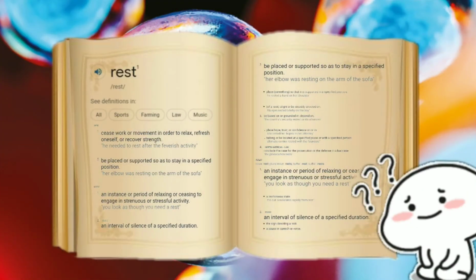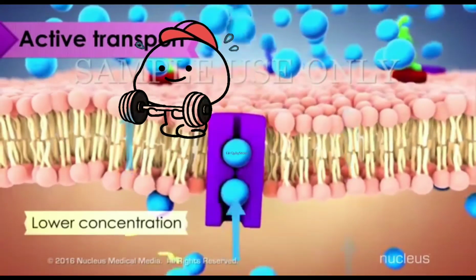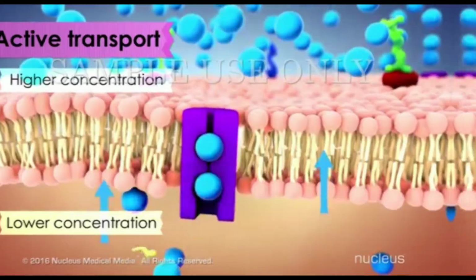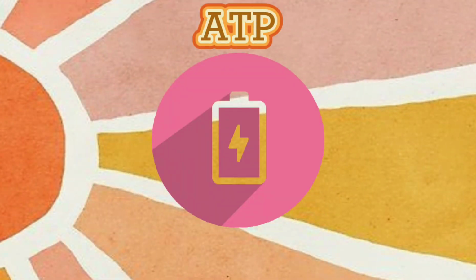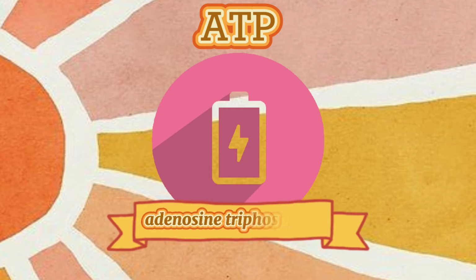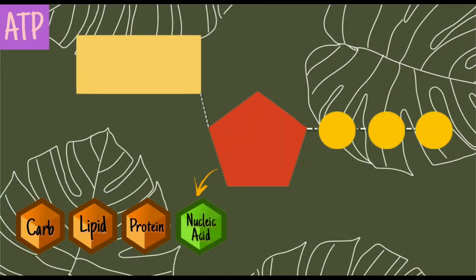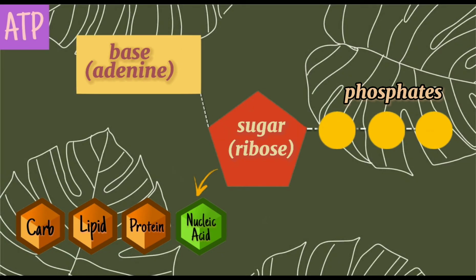Cells are always busy performing cell processes all the time. Active transport of many substances needed for their survival, for example, and the energy currency they need specifically is ATP. Now, ATP stands for adenosine triphosphate. It's a type of nucleic acid actually, and it is action-packed with 3 phosphates.